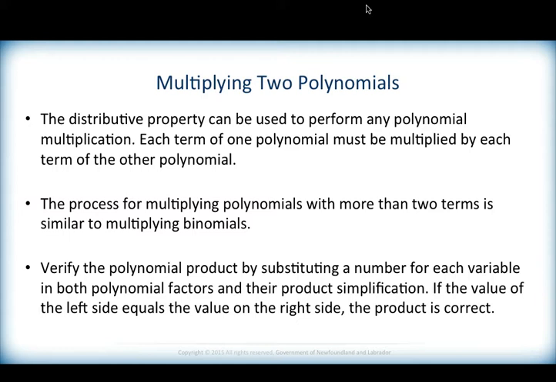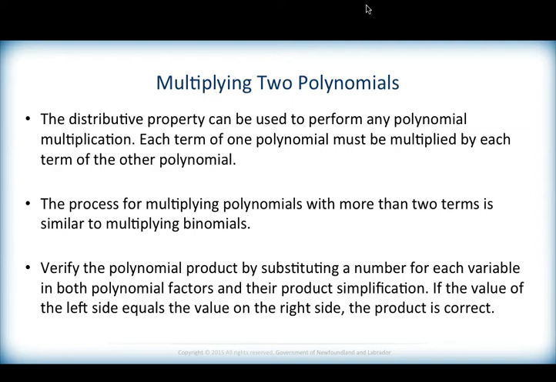Verify the polynomial product by substituting a number for each variable in both polynomial factors. So once you have your polynomials that you're going to multiply, you can verify your solution by using a number for your n or your x, whatever your variable is, to see if you get the correct answer. It's a good thing not to use 0. That will give you an inconclusive answer sometimes, so it's better to use a positive number if you're going to use this substitution method for verification.